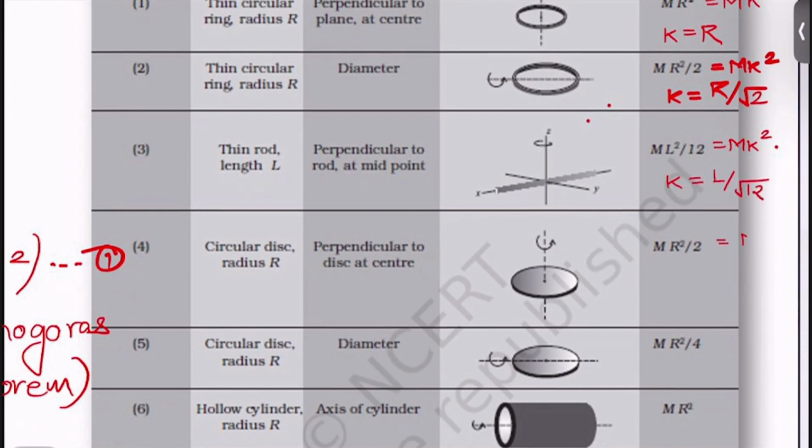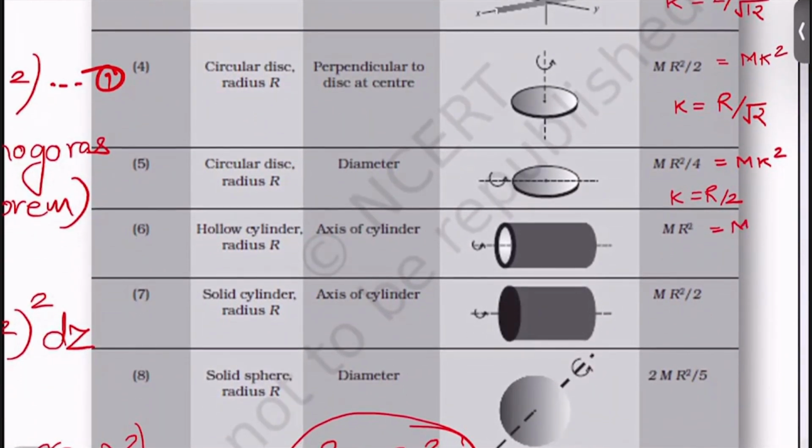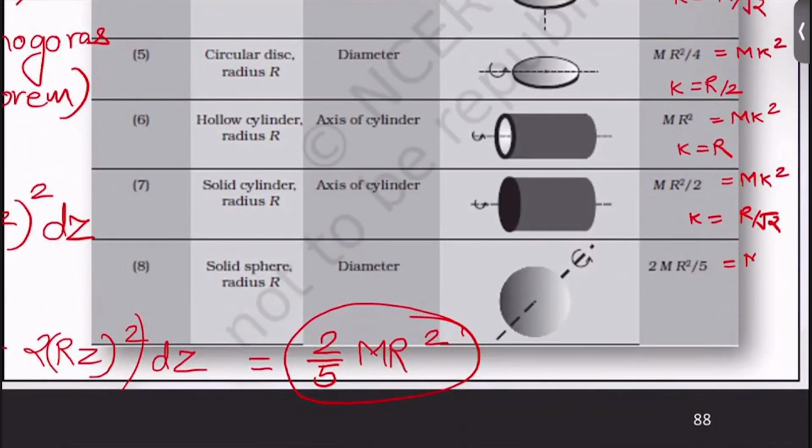Again it is equated to Mk square. So basically what we get, k is nothing but equal to r by root 2. Equated to Mk square, what you will get? You will get k is nothing but equal to r by 2. Equated to Mk square, what you will get? k is equal to r. Equated to Mk square, what you will get? You will get k is equal to r by root 2. Right? Equated to Mk square, what you will get? You will get k is nothing but equal to r times root of 2 by 5.